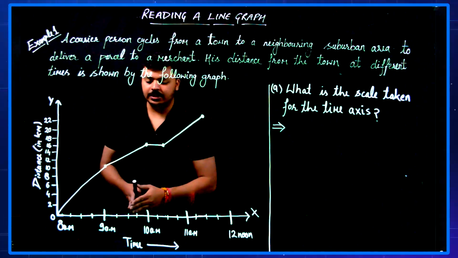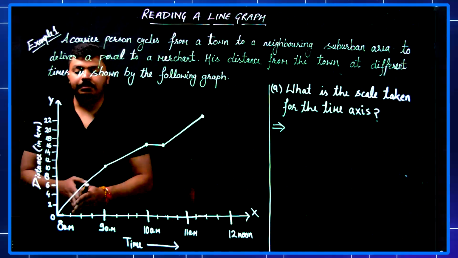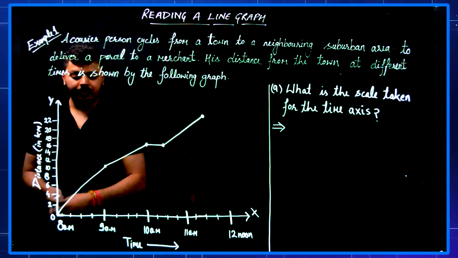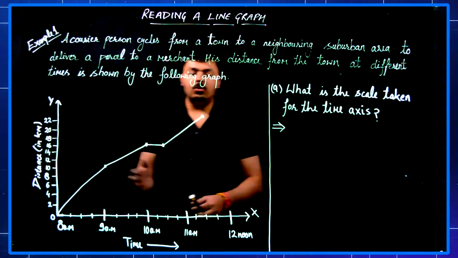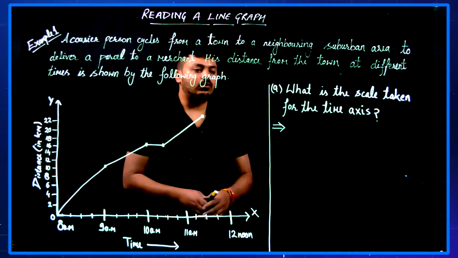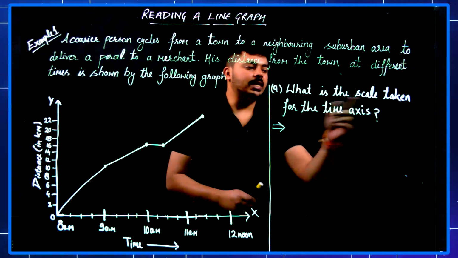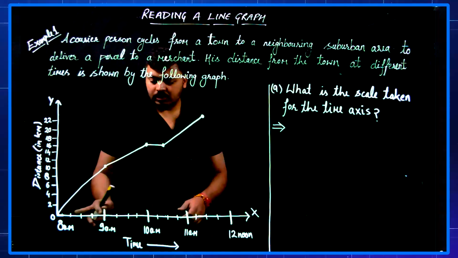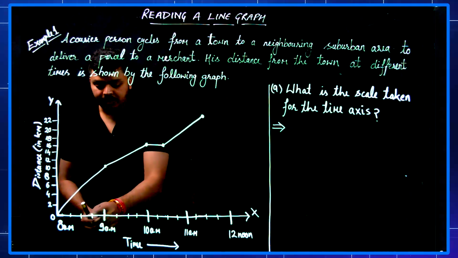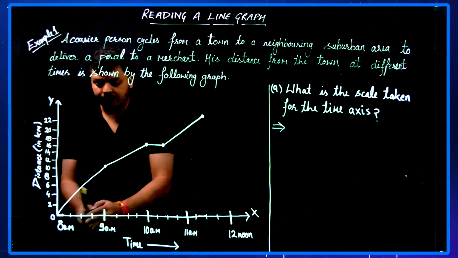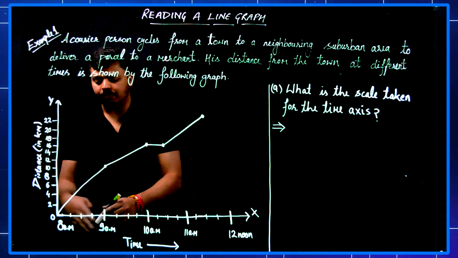As you can see here in this graph, the y-axis represents distance in kilometers and the x-axis represents time. So, according to this graph, here is our question. Part A: what is the scale taken for the time axis? The scale taken for the time axis is 4 units equals 1 hour, as we are starting from 8 am.